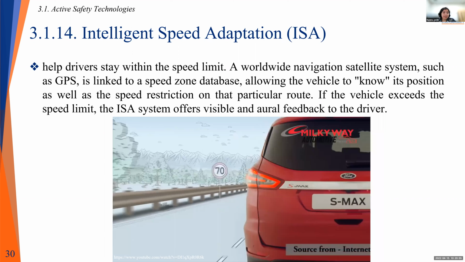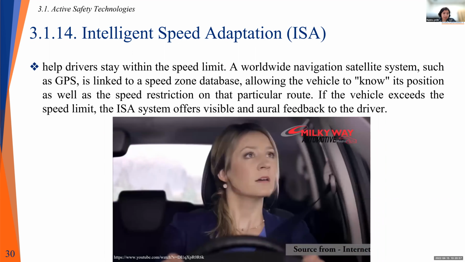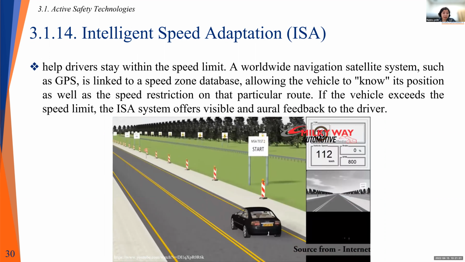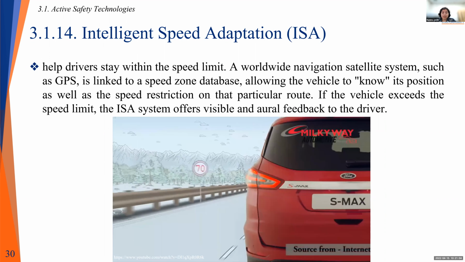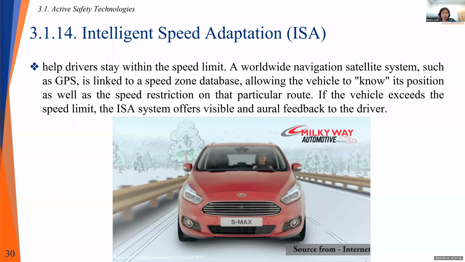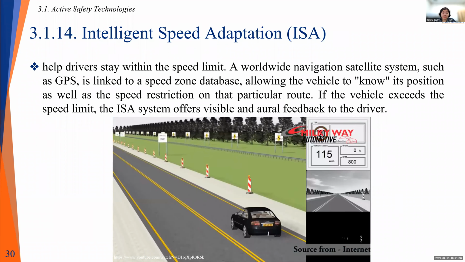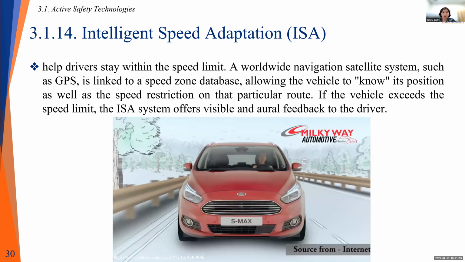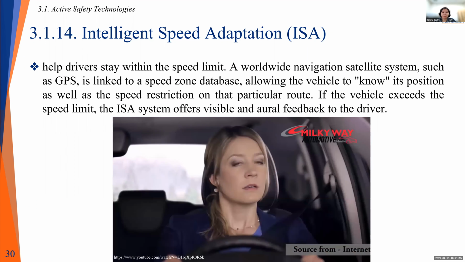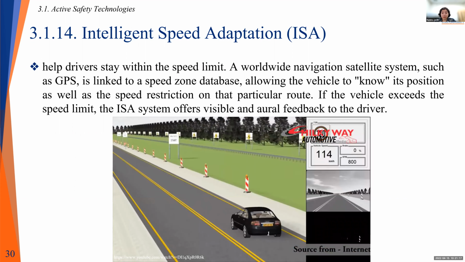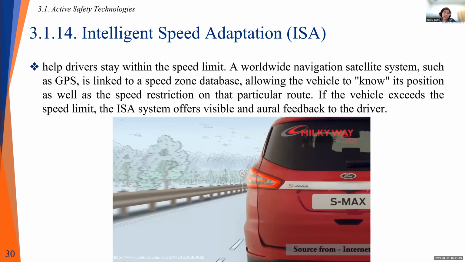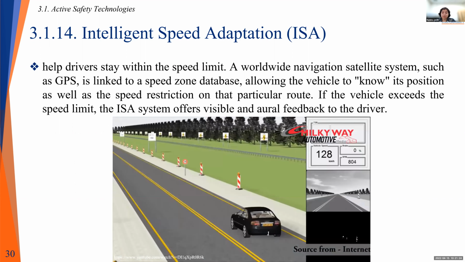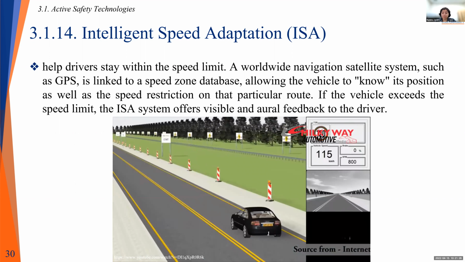We also have intelligent speed adaptation. So this technology helps drivers stay within the speed limit. A global navigation satellite system such as GPS is linked to a speed zone database, allowing the vehicle to know its position as well as the speed restriction on that particular route. So if the vehicle exceeds the speed limit, this technology offers visible feedback to the driver.